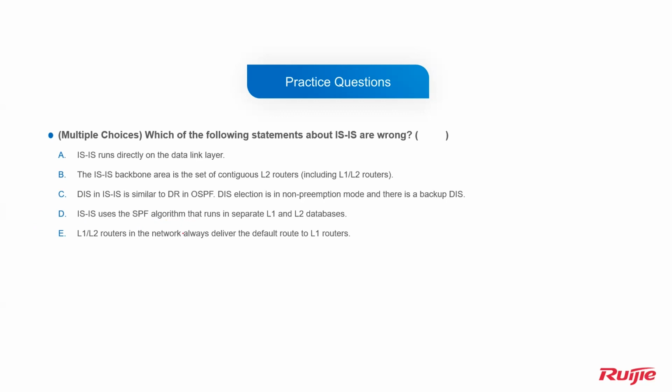ISIS uses the SPF algorithm that runs on separate level 1 and level 2 databases. It is correct. Option E, a level 1 and level 2 router in the network always delivers the default route to level 1 routers. So option C is wrong. Option E also is wrong. Only a level 1 and level 2 router in the same network with a level 1 router will send out the default route, right? So this is the first question.